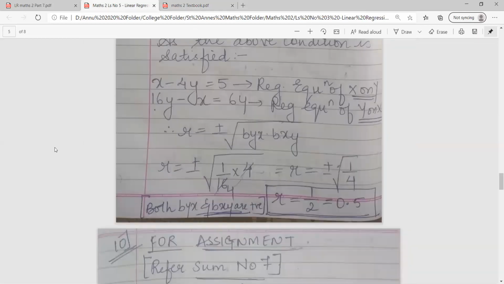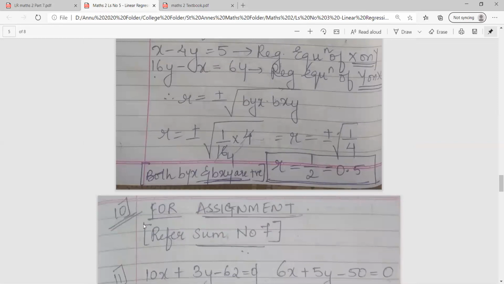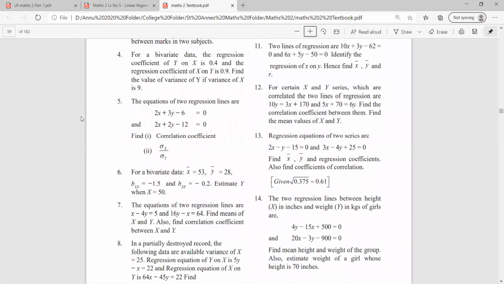So I can say sum number 10 is the same as sum number 7. So you can refer and solve it for assignment. Moving forward with sum number 11. The two regression lines are given to you. You have to identify the regression of x on y and also find x bar, y bar and r.